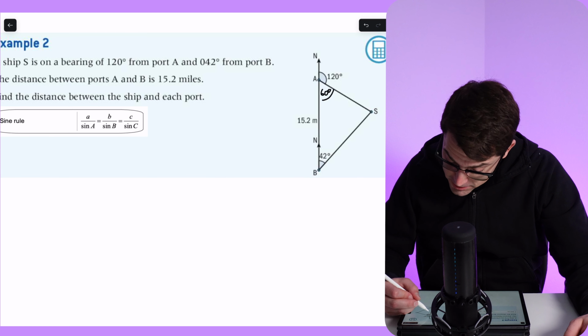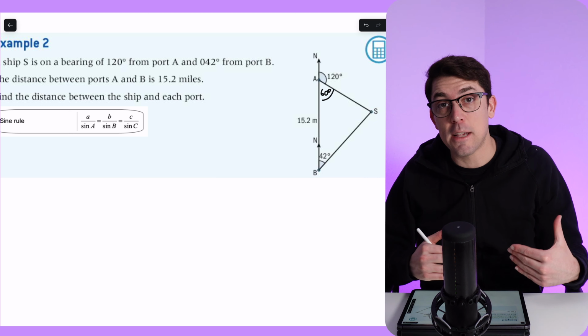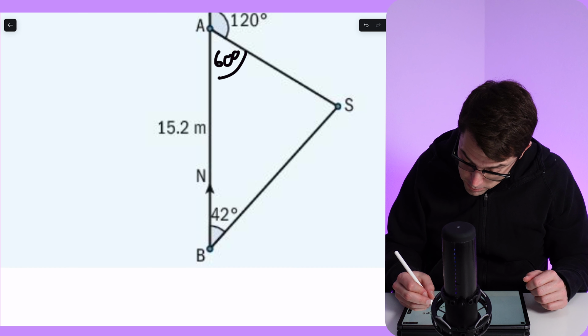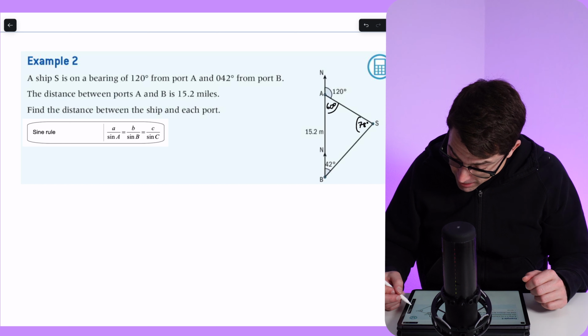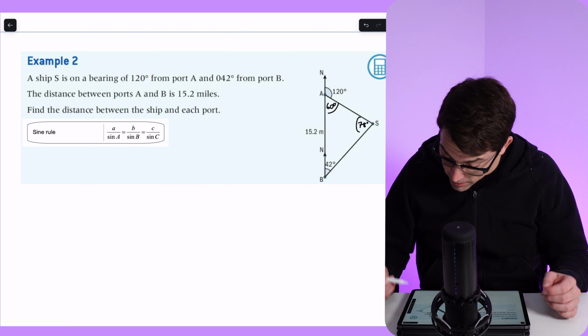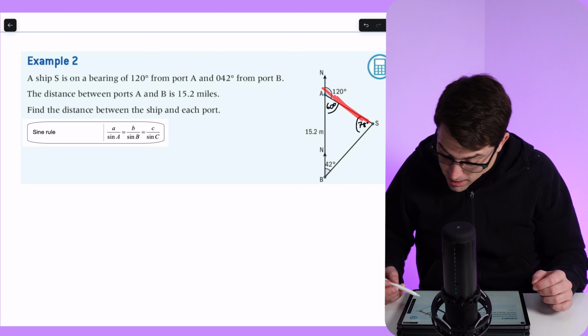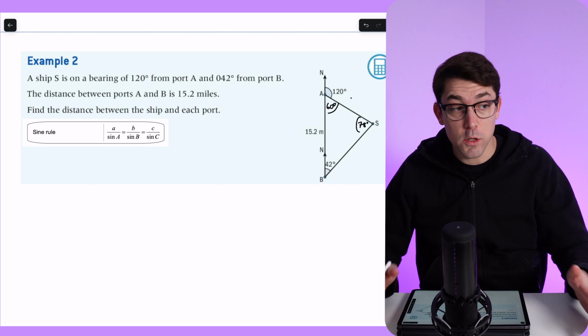And then if this is 60 degrees and this is 42 degrees, I can subtract that sum from 180 and get my other angle. In this case, it would be 78 degrees there. Now I have 3 angles and a corresponding side. This makes it a whole lot easier because now, with my sine rule, I can figure out this missing distance as well as this missing distance. So let's go ahead and solve this one by one.